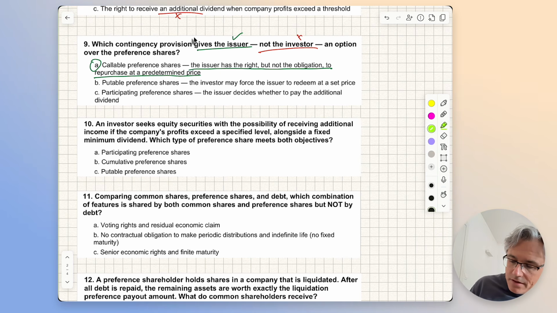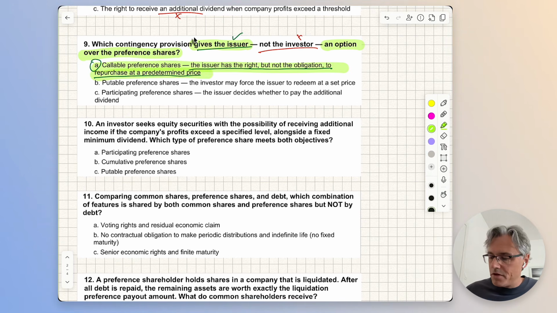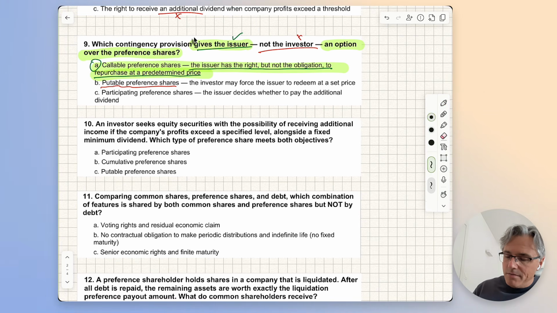It gives the issuer, not the investor, an option over the preference shares. So this is pretty much solved now. It's done. It's callable preference shares. But let's just have a look at the remaining two. Puttable preference shares. That's where the investor has the right to get the issuer to redeem the shares. The investor may force the issuer to redeem at a set price.